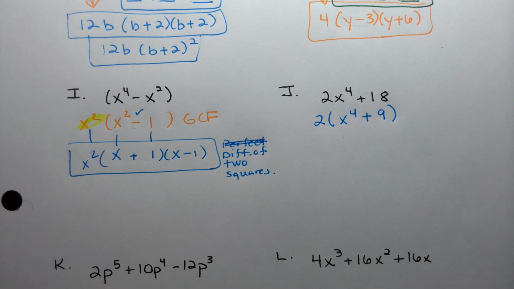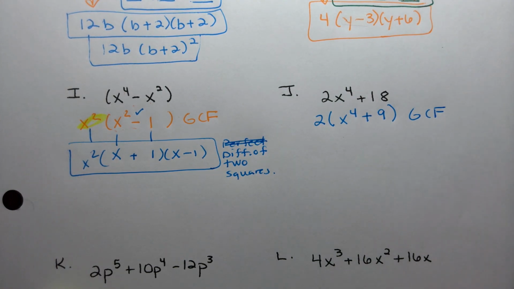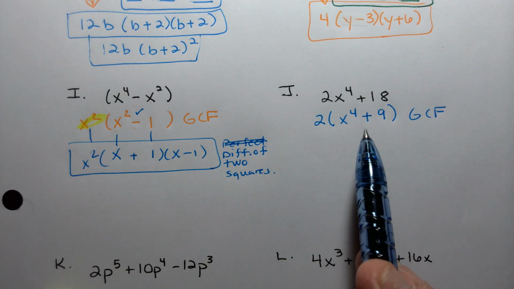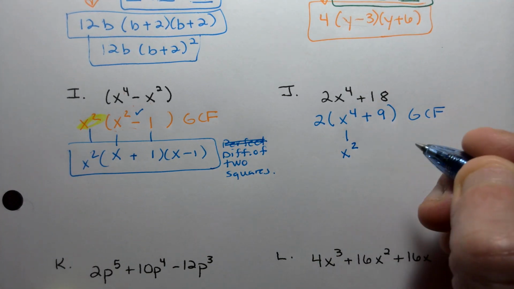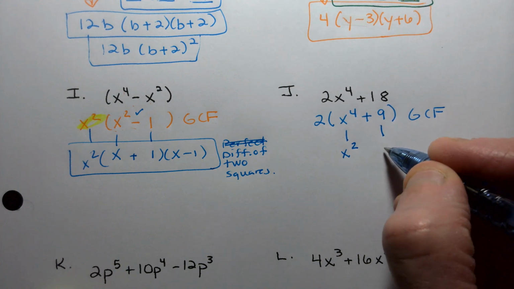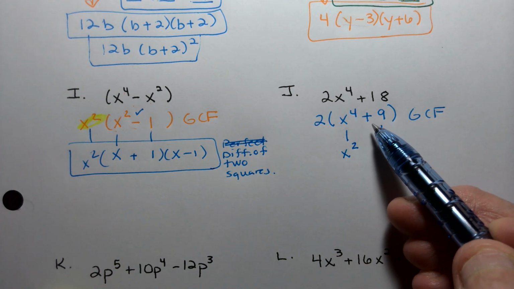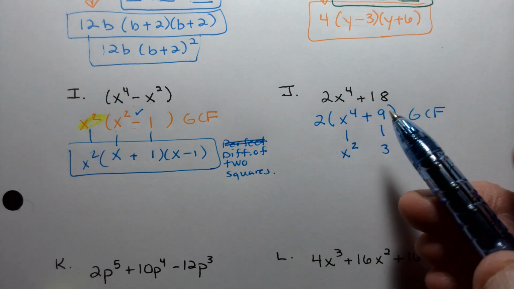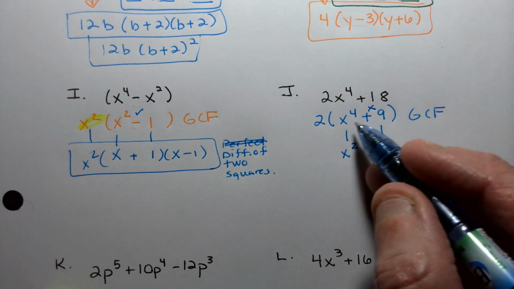Okay. What do you think? Look inside there. There's two terms. What are you going to check? You're going to check difference of two squares. Let's check. Is that a perfect square? Yes. Is that? Yes. And that is a positive. That's got to be a negative. It has to be a difference. So we can't do that.